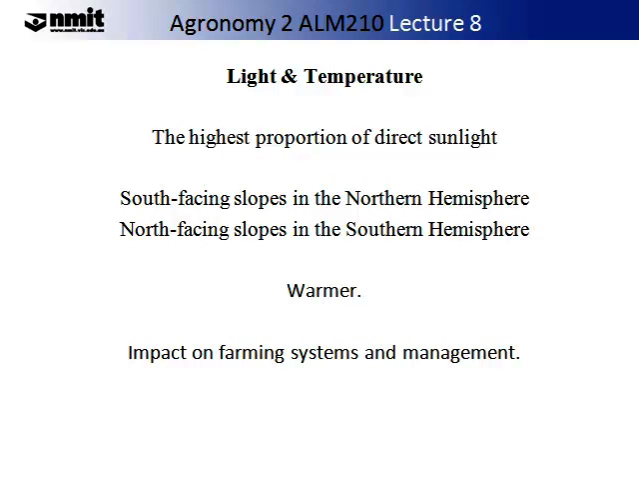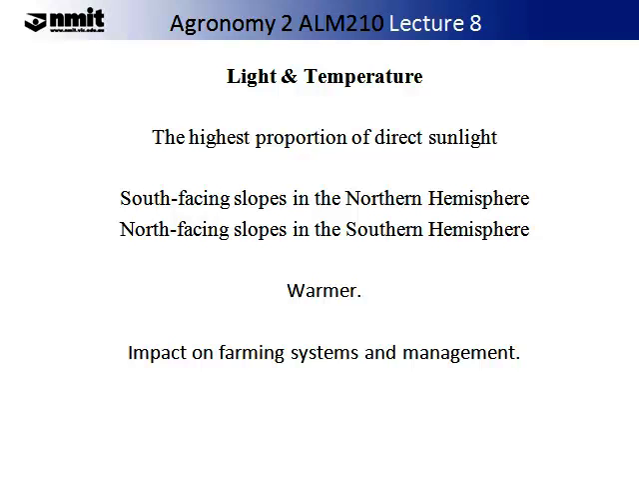When talking about aspect, light and temperature are normally interconnected, and it is not always simple to tell which has the most dominating effect on your plant productivity and farming system. The highest proportion of direct sunlight changes whether you're in the northern or southern hemisphere. The highest proportion of direct sunlight on slopes is on the south-facing slopes in the northern hemisphere, while in the southern hemisphere it is on the north-facing slopes. These sides of the slopes tend to be warmer due to a larger proportion of direct sunlight. This knowledge can impact on your farming systems and management and enable you to optimize the position or aspect of your crop.